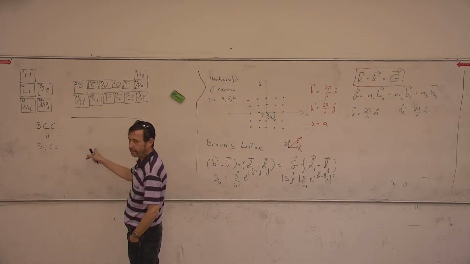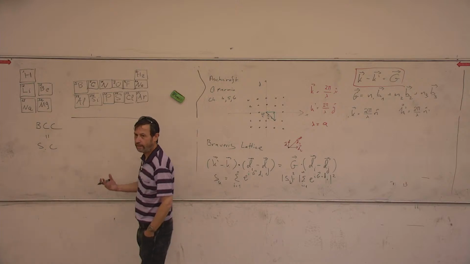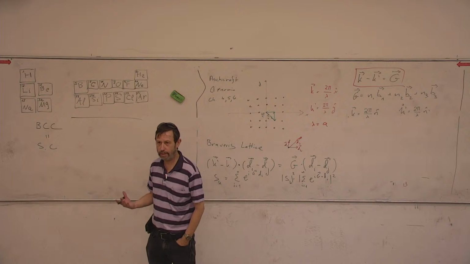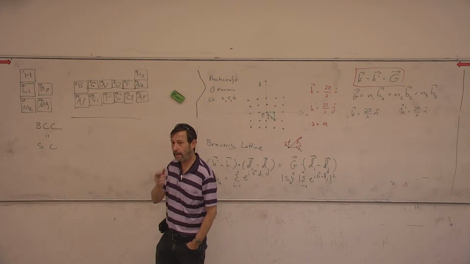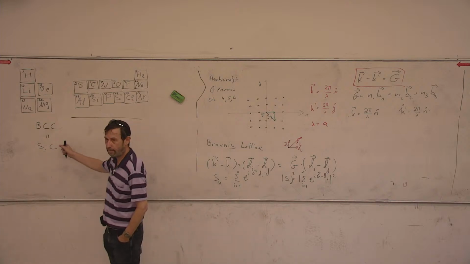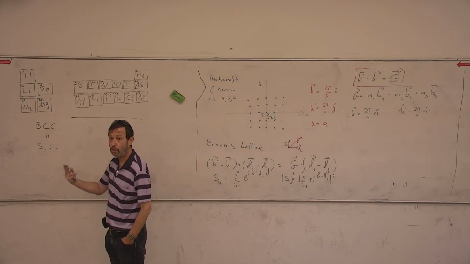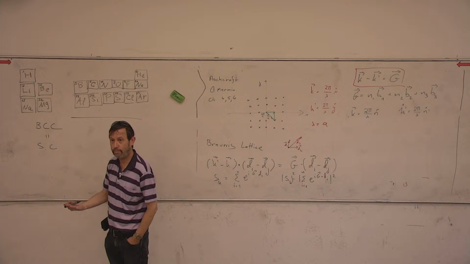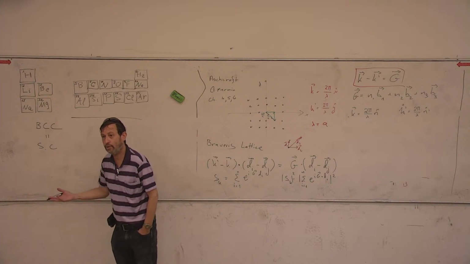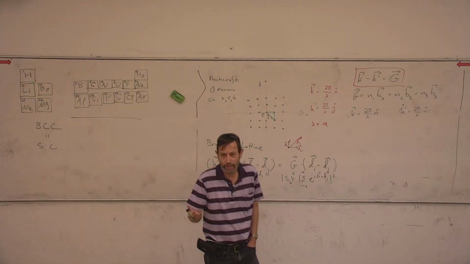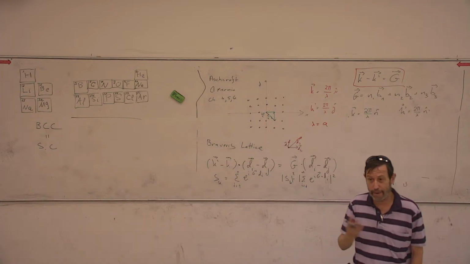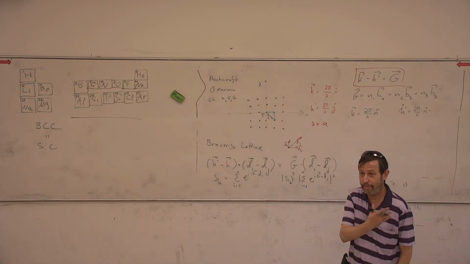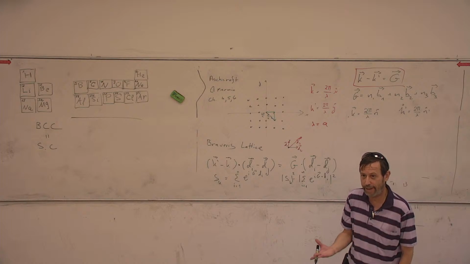Okay. So, how do I turn a BCC into a simple cubic? I decide that BCC is a simple cubic with 2 atoms per unit cell. I didn't have to, but I'm allowed to. Like choosing a base. I can choose whatever base I feel like. My mathematics should give me the same answer for any physical entity that exists, right?